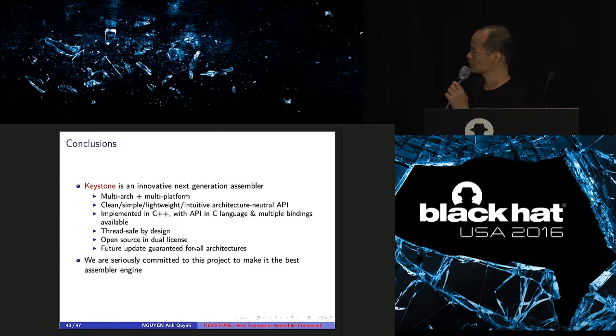Yeah, here's my conclusion. Keystone is an innovative next generation assembler, supports Capstone 3.1, open source, and future updates are guaranteed because we forked LLVM and we can easily update the latest instructions in the future.